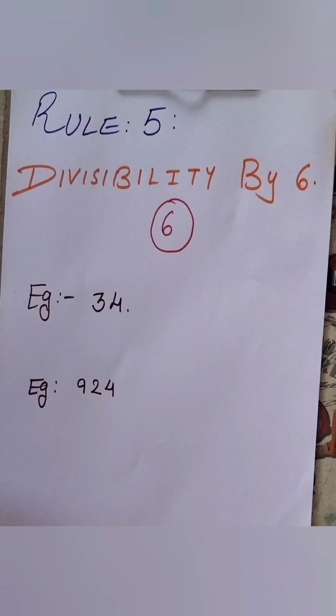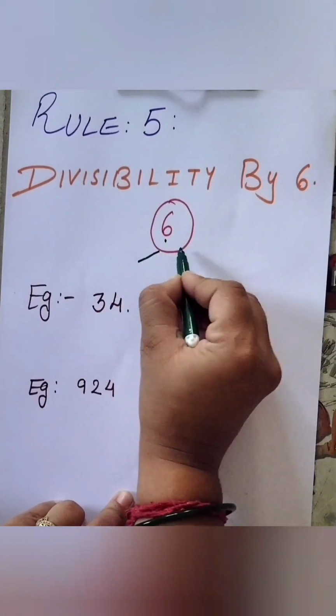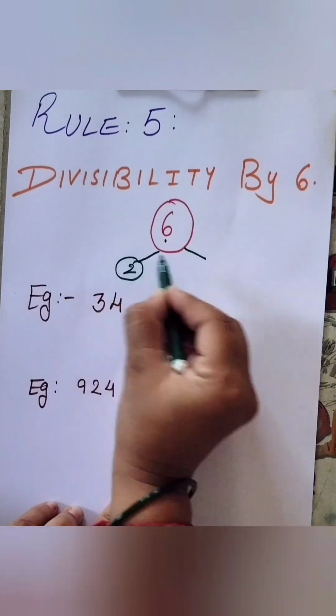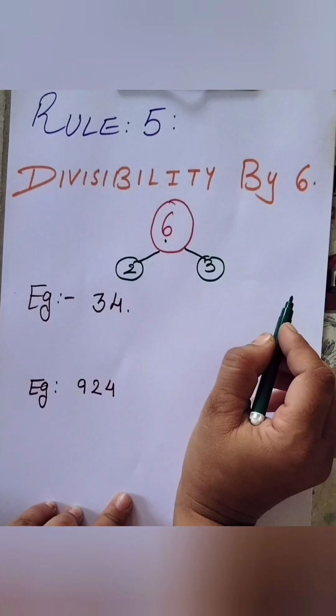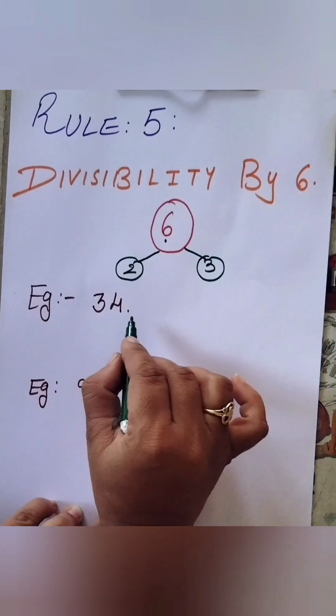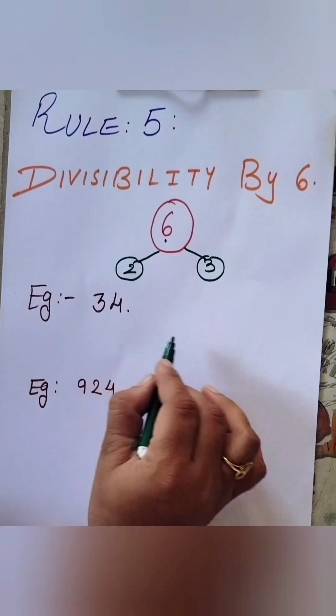In the next divisibility rule, we have to see whether the number is divisible by 6 or not. First, what is the divisibility rule of 6? For a number to be divisible by 6, that number should be divisible by 2 and 3. Earlier we have seen both the rules of divisibility by 2 and by 3. By example, we will understand how to see whether the number is divisible by 6 or not.